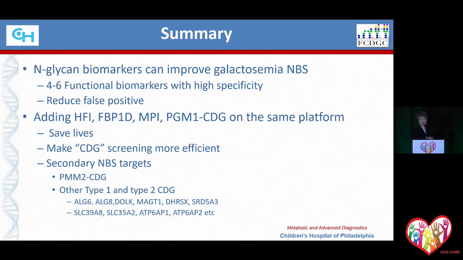With functional biomarkers, we can also pick up secondary newborn screening targets. This is a shortcut for newborn screening that is done for free. You have the primary target, which everybody pays for, that's the taxpayer money. But the secondary newborn screening target, you basically get for free, and then the criteria is much lower. You don't have to have treatment right now. So as secondary newborn screening targets, we can do PMM2, and we can do most of the type 1 and type 2 CDG that affect N-linked glycosylation.